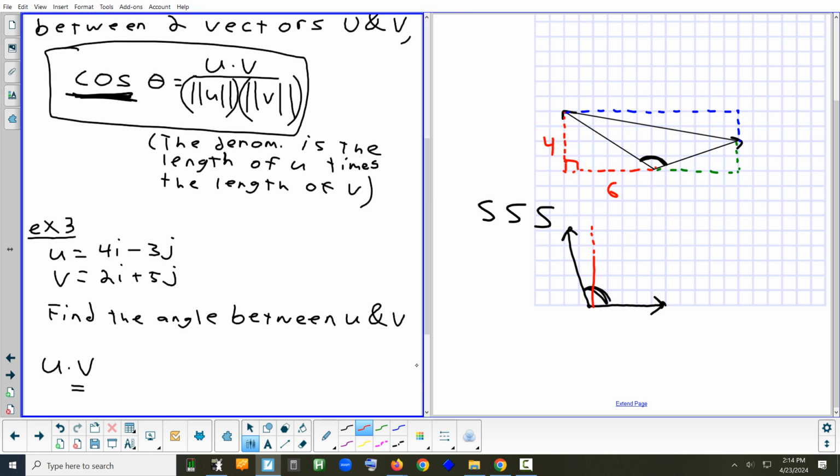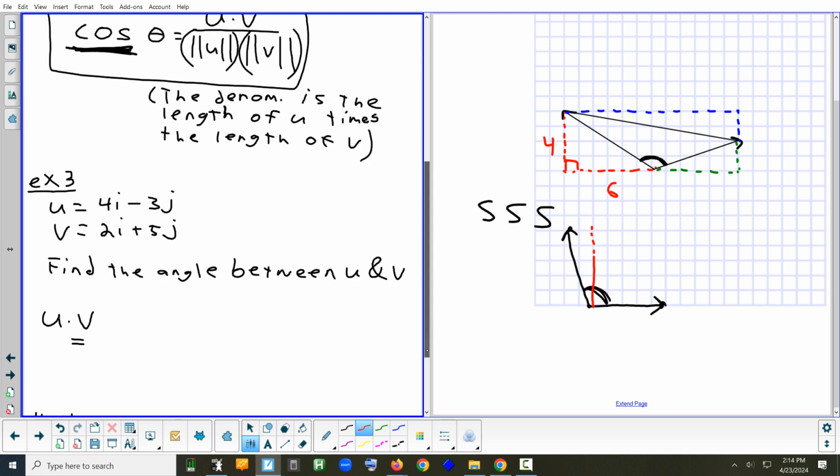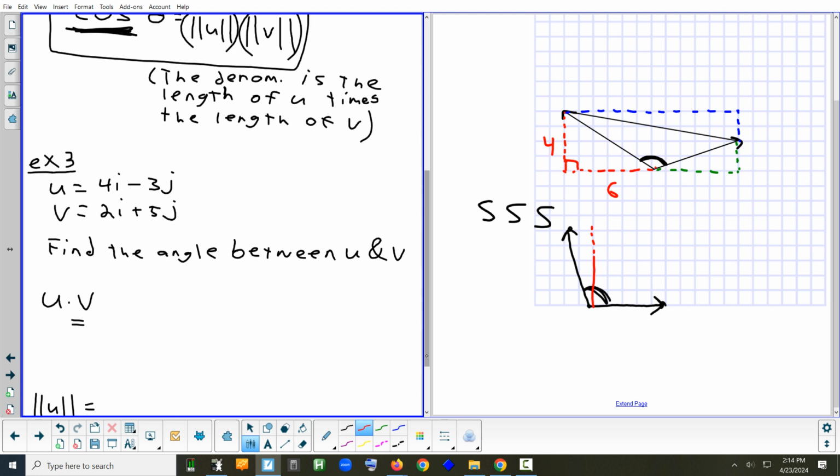Okay, so the first thing we need is the dot product. What's going to be my calculation for the dot product? 4 times 2, plus negative 3 times 5. Negative 3 times 5. That's 8, and negative 15. Negative 7. Yep. That's your dot product.